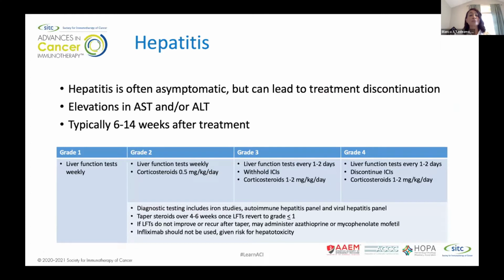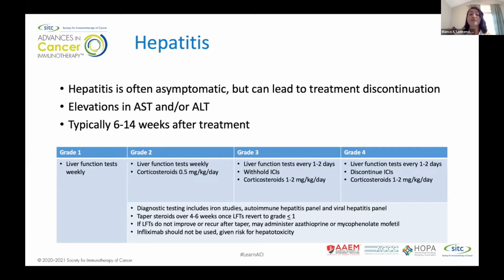Hepatitis. Most patients with hepatitis are typically asymptomatic. This is something we typically capture when patients come in and we follow them with labs, seeing it in their chemistries or liver function tests. So it's important that we monitor these patients closely with their labs. We see an elevation in their AST and ALT typically approximately 6 to 14 weeks after they start treatment. If a patient has a grade 1, of course we want to monitor them closely to ensure they're not developing a greater toxicity.